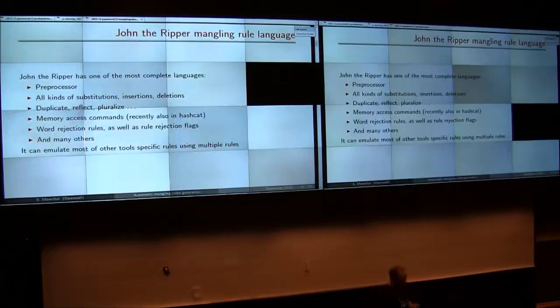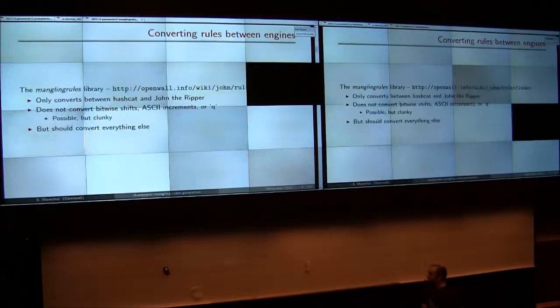And it's so complete that I can use it to emulate other tools' specific rules. Well, actually, it should be possible to emulate them all. So I wrote a library that is designed to parse rules from other tools and from John the Ripper and convert them to any tool. As I wrote it for this presentation, currently it only reads Hashcat and John the Ripper. It does convert everything but bitwise shifts, ASCII increments, and Q, which I believe doubles every character in a strange way. It's actually possible to emulate them, but it would be a very long rule. So I did not do it.